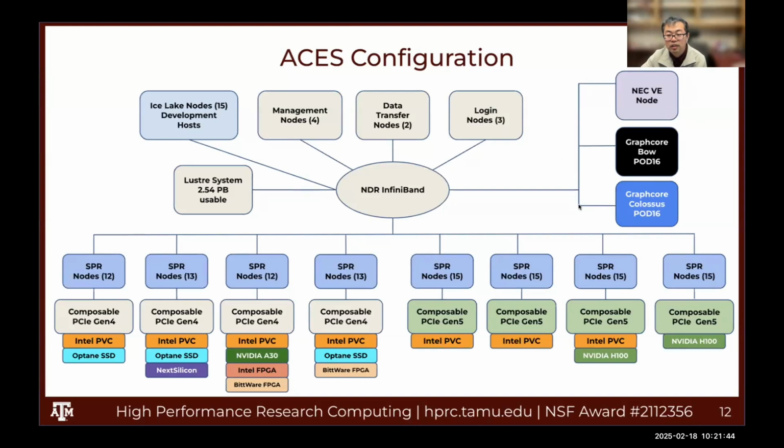Okay. And here, in the top right corner, we have several standalone nodes as well. As I said, these NEC vector engines and the Graphcore IPUs, they are not composed. So they are standalone nodes. You can see we have Graphcore Bow IPUs, and it has 16 IPUs there. And also we have a Graphcore Colossus IPU Pod16. And it's also a standalone node.